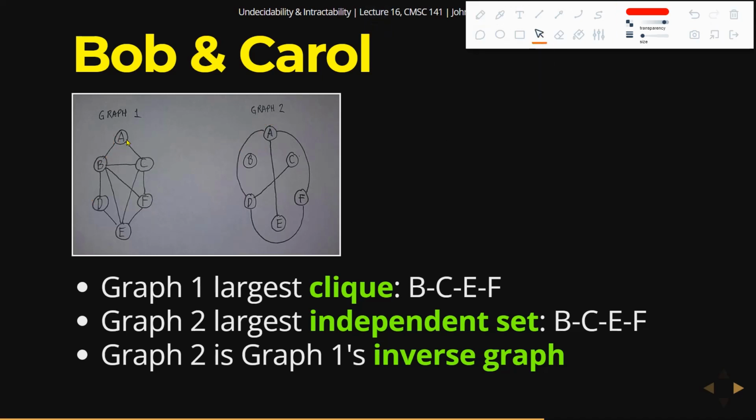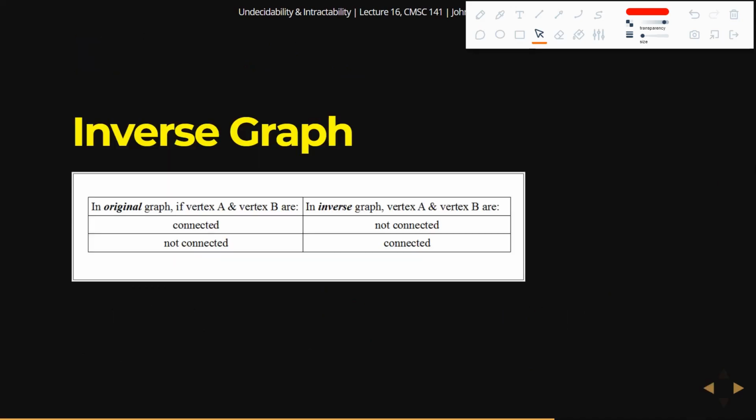So hopefully you can see that here. A and B are connected here, so A and B are not connected here. A and E are not connected here, so that's why there's an A to E line here. D and C are not connected in graph 1, so D and C have a line in graph 2. So graph 2 is graph 1's inverse graph. And if you actually run independent set on the inverse graph of the Clique, then you have the same answer. Okay? So it's pretty neat, right?